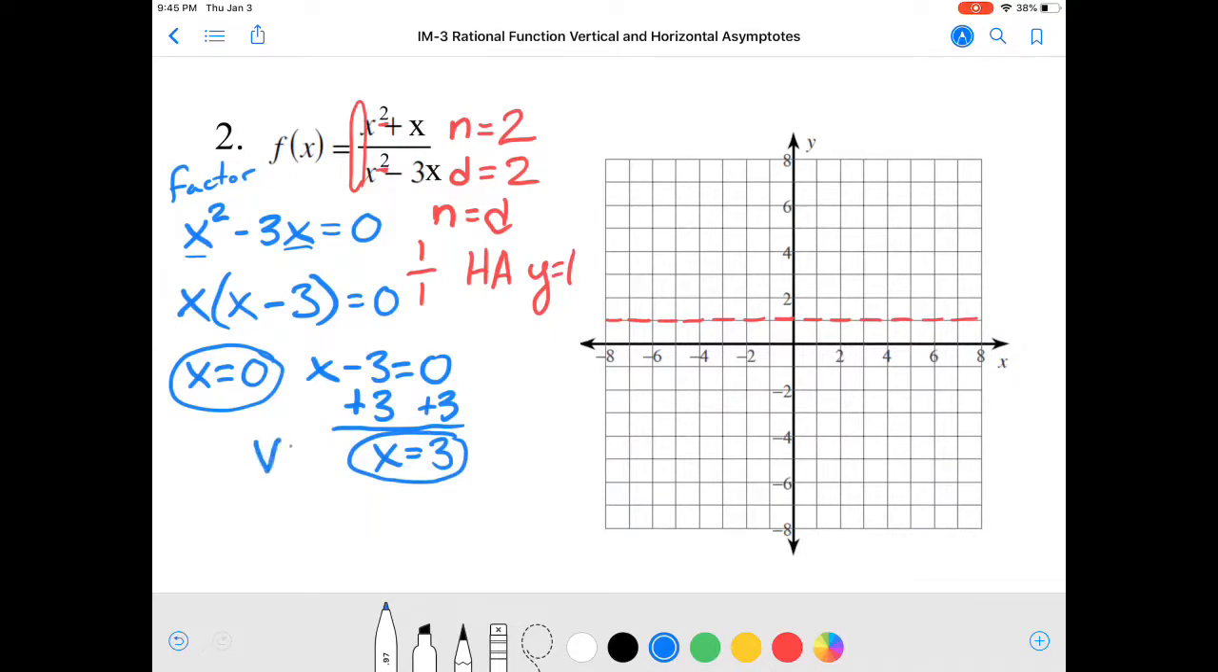So these are our two vertical asymptotes. We're going to draw those onto our graph as well using dotted lines. So I'll have one dotted line at x equals 0, which is my y-axis. And then I'm going to have another dotted line at x equals positive 3.